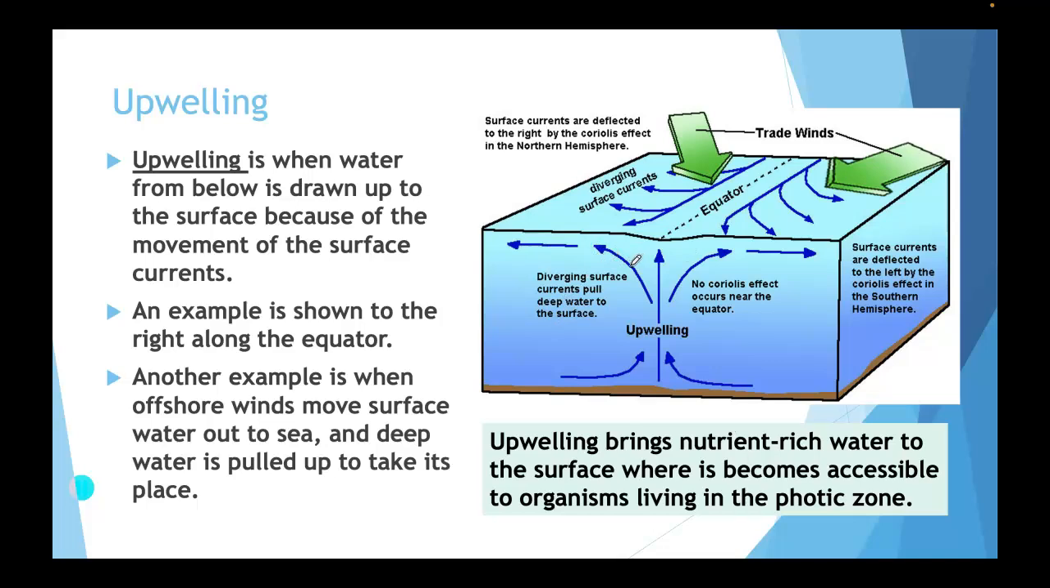So on your sheet it says, how does upwelling occur? And you can say that it's when water from below is drawn up to the surface. Okay? And it's important for ocean life because it brings nutrient-rich water to the surface.